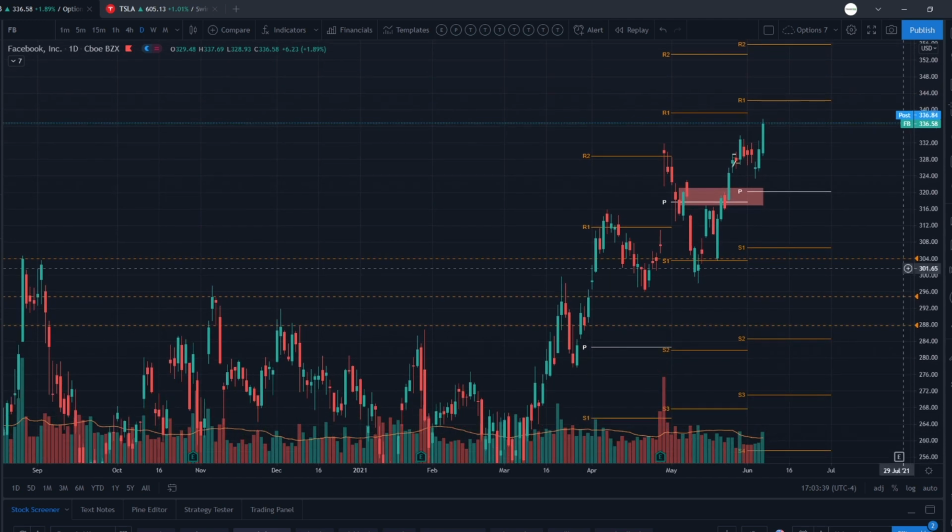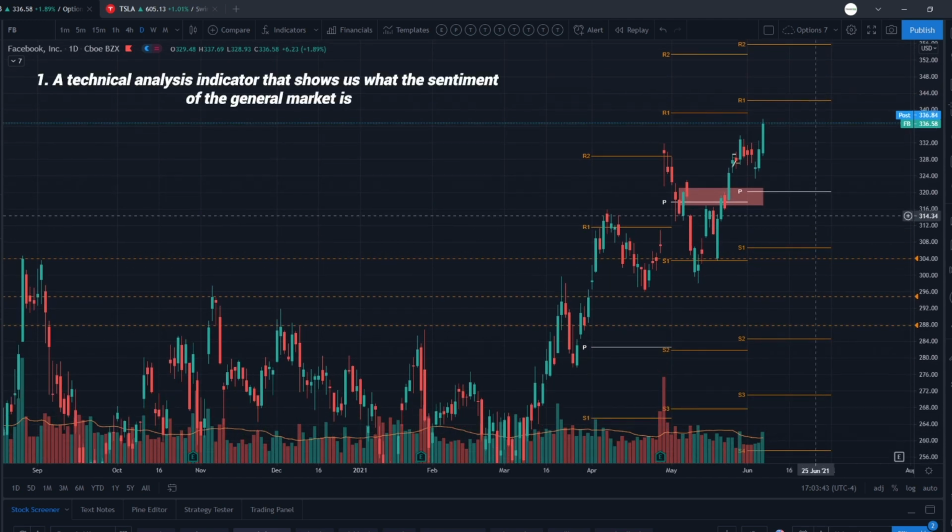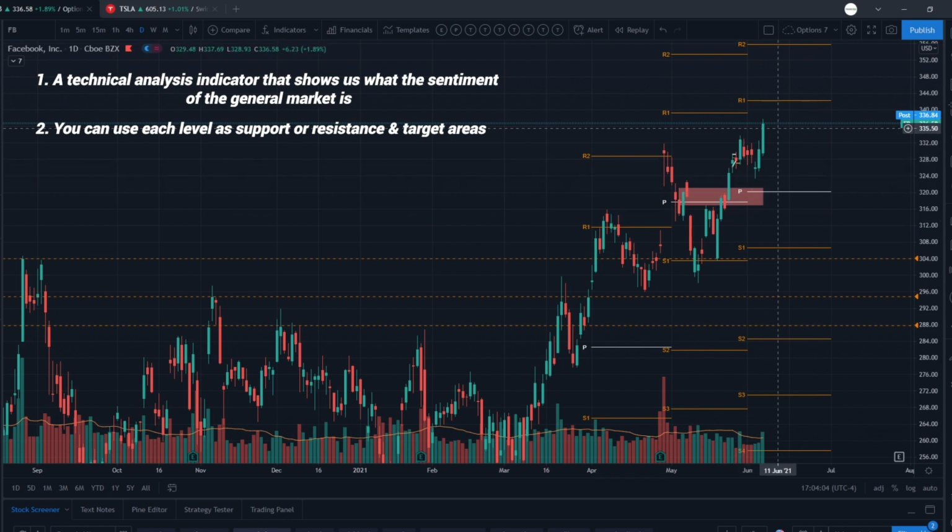So let's reiterate here. Number one, the pivot is a technical analysis indicator that shows us what the sentiment of the general market may be. Above the pivot, it's bullish sentiment. Below the pivot, you are bearish sentiment. Now, number two, you can use each of these levels as support resistance areas, right? And keep in mind that they should also be target areas. If you're going from pivot up towards R1, that should be your first target.